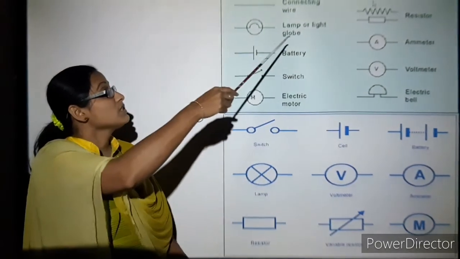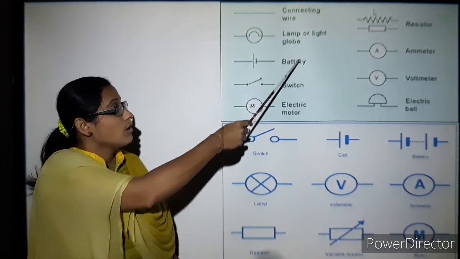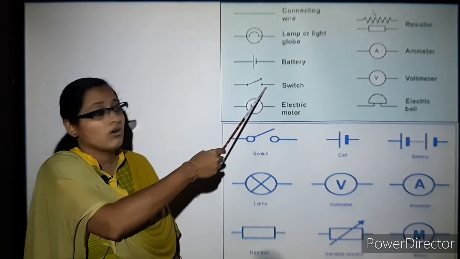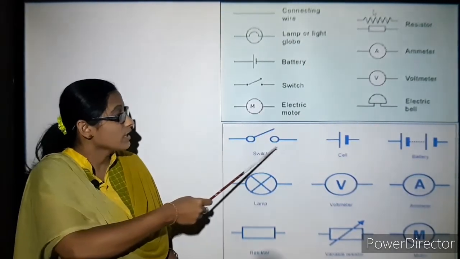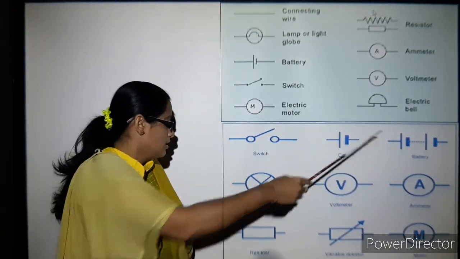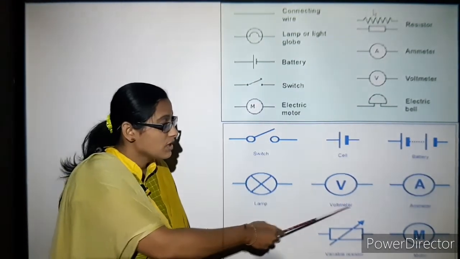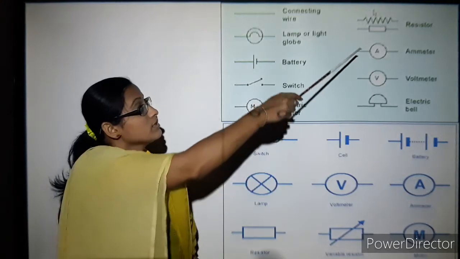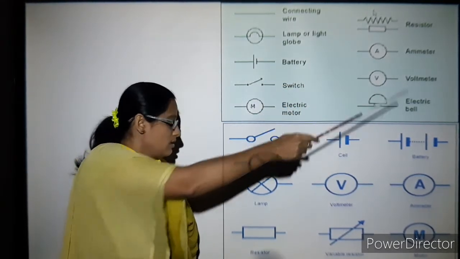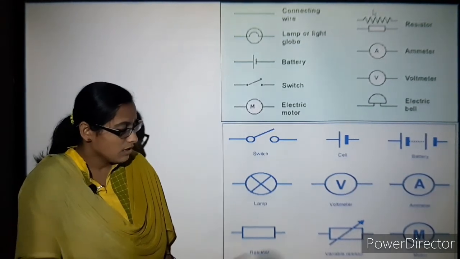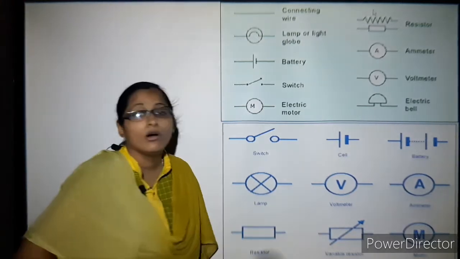Again more symbols. A connecting wire, lamp or light globe, battery, switch, which is on or off. Then you have an electric motor with symbol M, then switch again, cell, battery, lamp symbol, voltmeter symbol, ammeter symbol, then you can see resistor there, ammeter, voltmeter again, electric bell symbol, resistor symbol, variable resistor again, then you have the symbol of a motor.